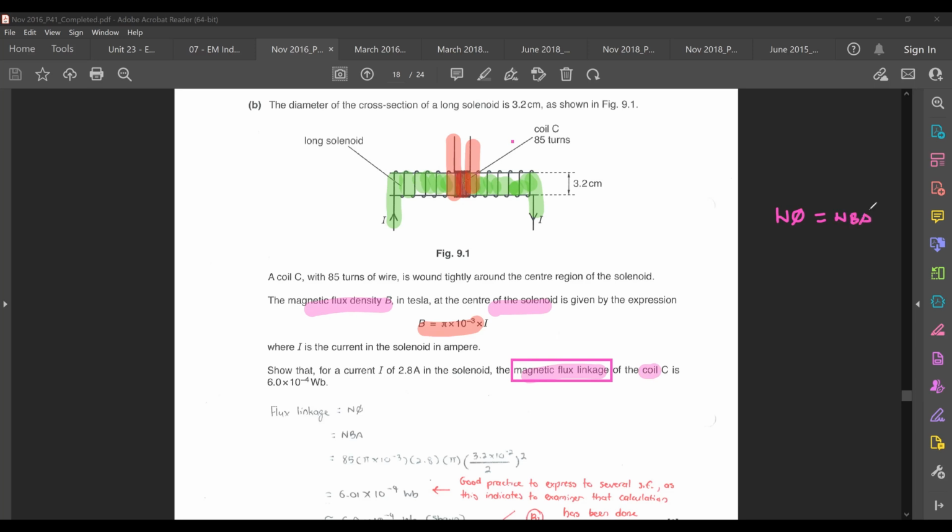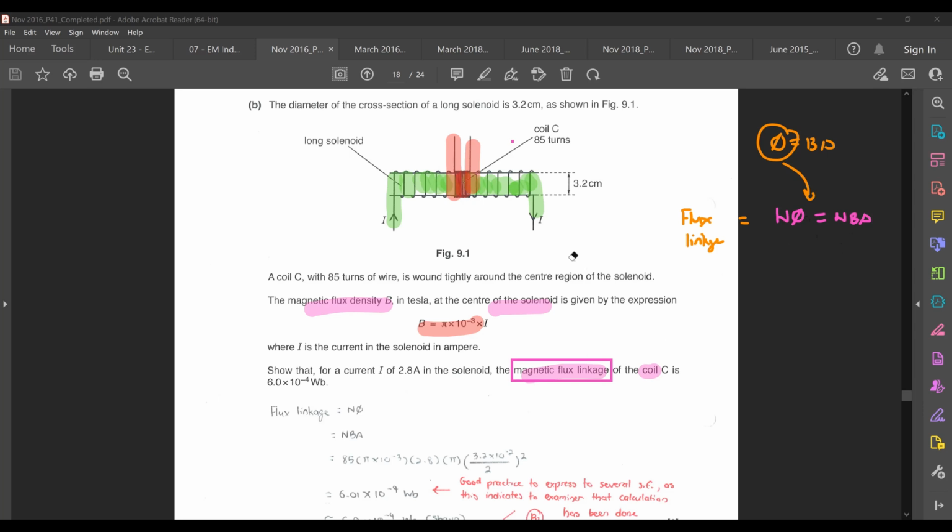That's what they want. Flux linkage is N phi or NBA. How do you get NBA in the first place? This one I actually didn't really mention to you just now. Because you know phi is BA. If you say flux linkage is equal to N phi, you're really just substituting for phi here. So eventually you get NBA. That's how you got the other form of your flux linkage here.